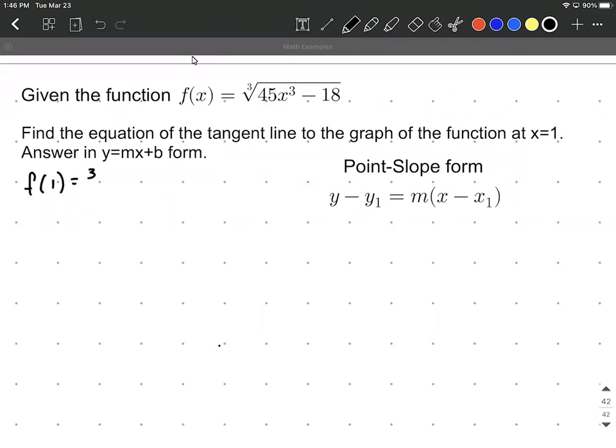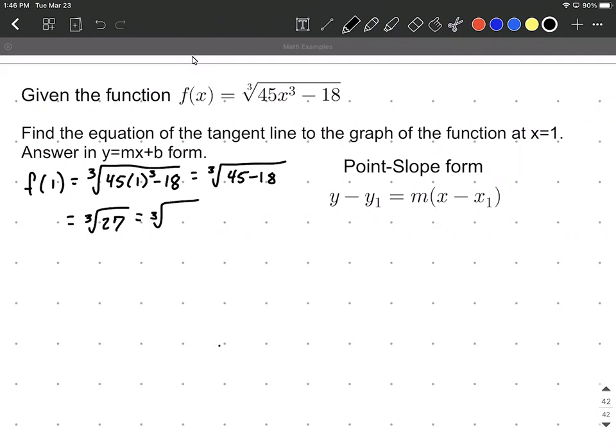So we have the cube root of 45 times 1 cubed minus 18, which is going to work out to be the cube root of 45 minus 18, which will be the cube root of 27, which works out to be 3 because 27 is 3 cubed. When your exponent and the index on the radical match up, that stuff cancels out and you're left with the base. So at this point, we have an ordered pair. We plugged in a 1 and we output a 3.